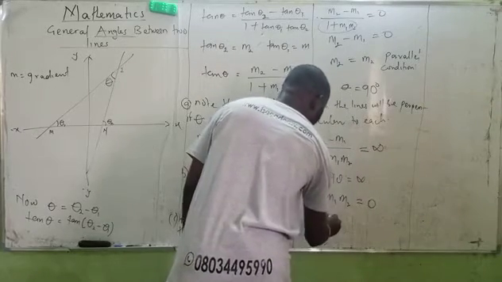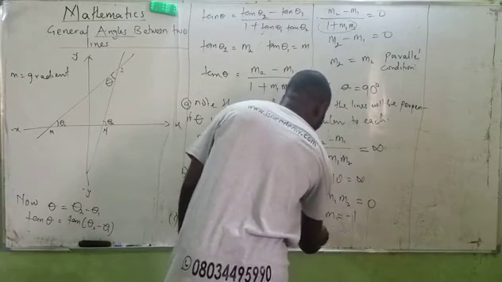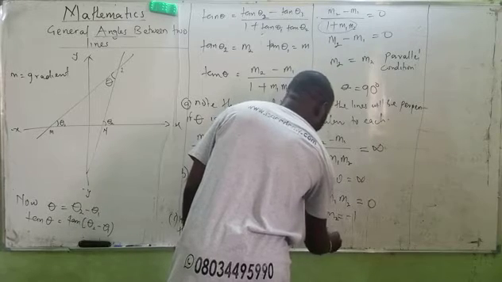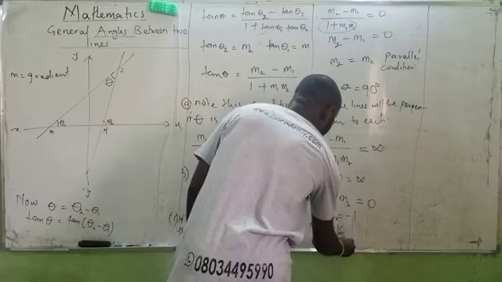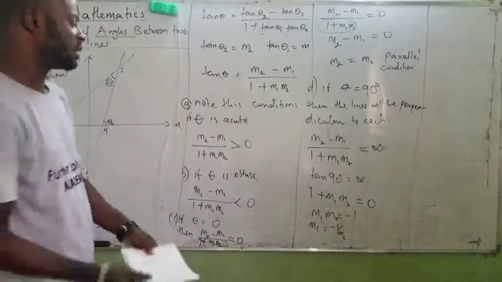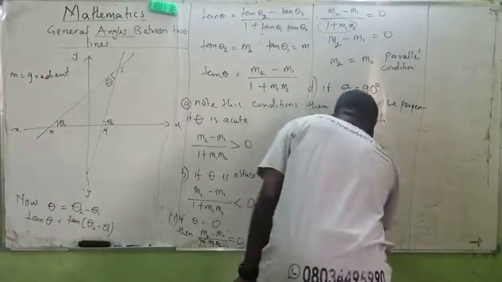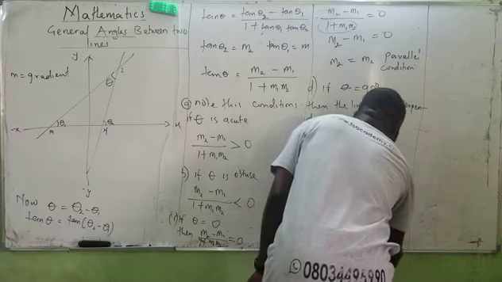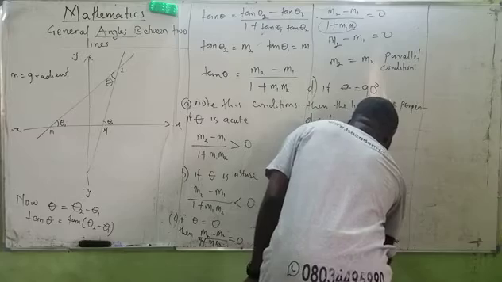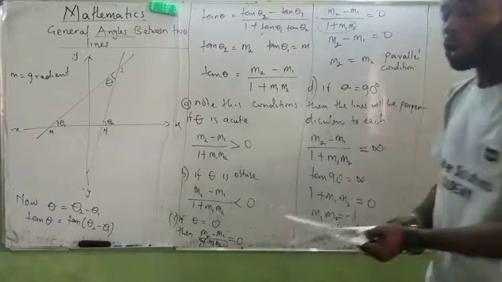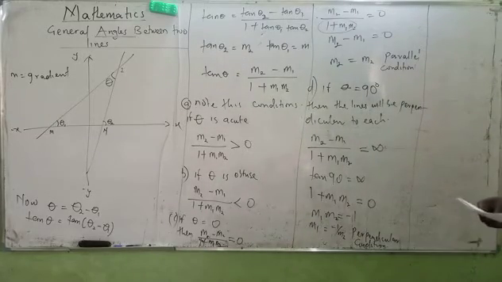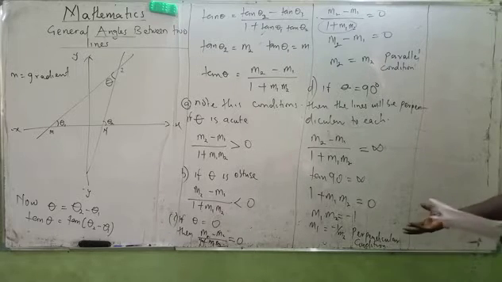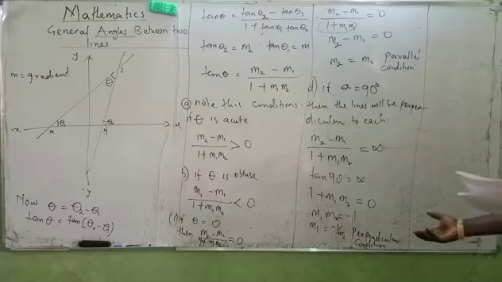Now, it means I can write my M1 M2 equals -1, and M1 can be equal to -1 over M2. This is called the perpendicular condition. That is what is called the perpendicular condition. I think I've made very good sense to everyone that is listening to me.